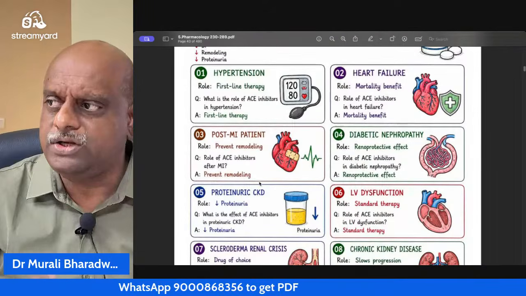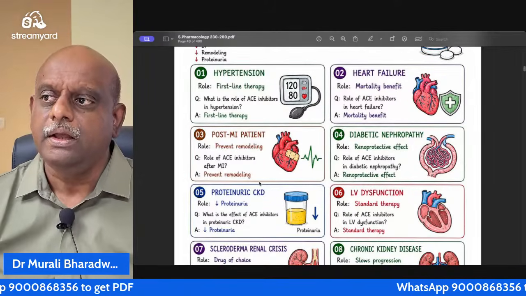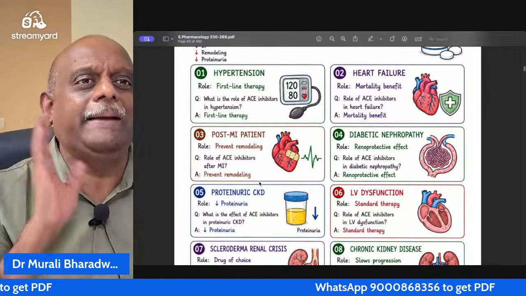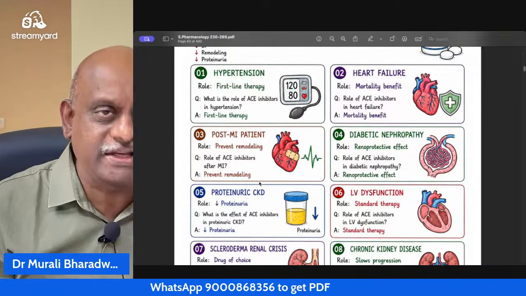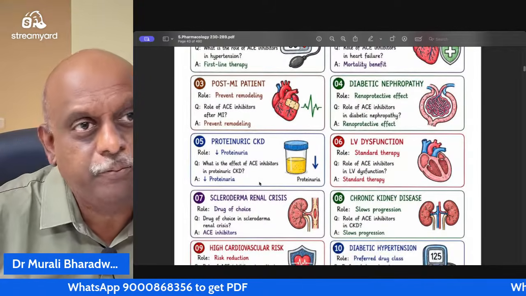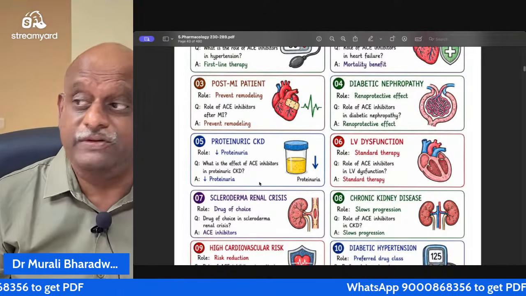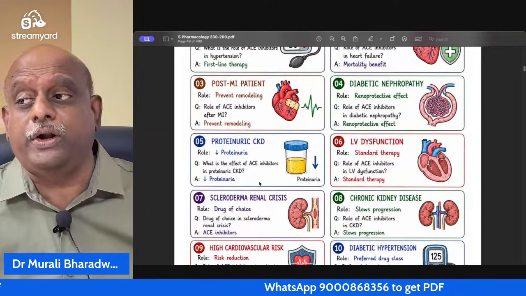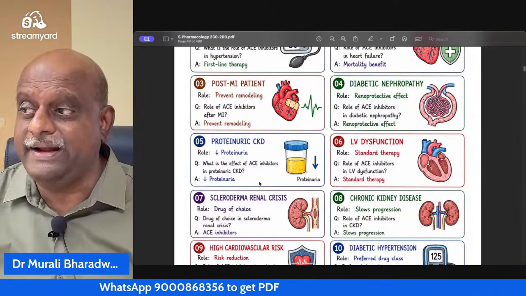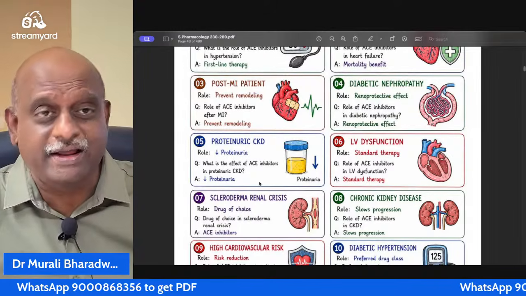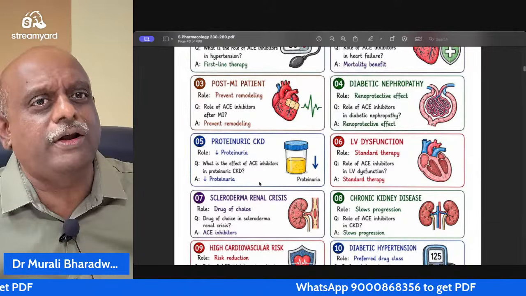So let's look at where we use ACE inhibitors. Favorite question of the examiner. First line therapy in hypertension. Heart failure, we use ACE inhibitor, it will decrease the mortality. Post-MI, it will prevent remodeling. In diabetic nephropathy, ACE inhibitors will have a long-term renoprotective effect. They decrease the proteinuria. Similarly, post-MI, they decrease the LV dysfunction. That's the reason every patient leaving the hospital needs to get a beta blocker and ACE inhibitor unless contraindicated.